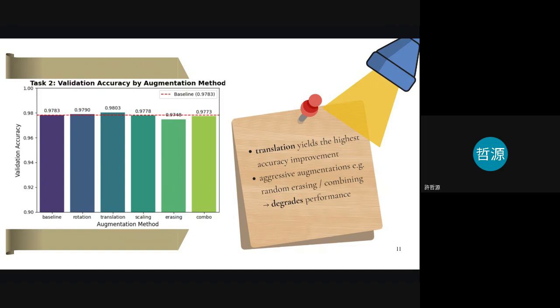The key takeaway is clear. Gentle geometric shifts like translations help the model generalize. But overly aggressive deformations or stacking too many augmentations can destroy critical digit features and confuse the network.